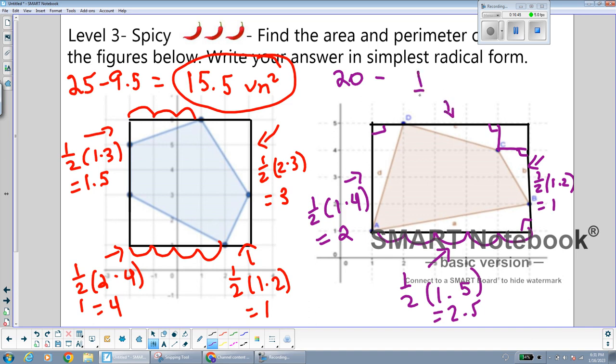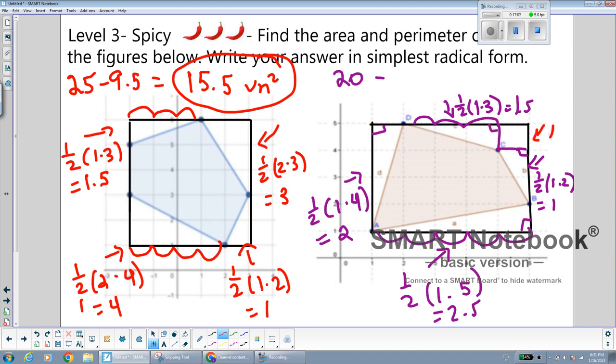And over here, I don't want to get into my other thing I had here. So that's half of 1 times 1, 2, 3. So half of 3 is 1.5. And then the square is a 1 by 1 square, so the area is just 1.